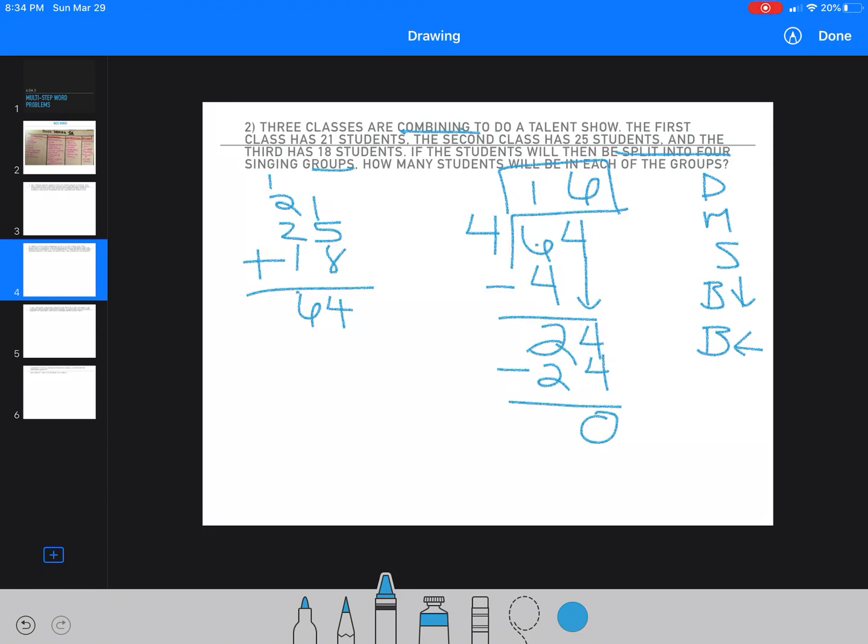I did this by combining to figure out how many students I had in all and then splitting them into 4 singing groups to get 16. So how many students will be in each of the groups? There will be 16 students in each group.